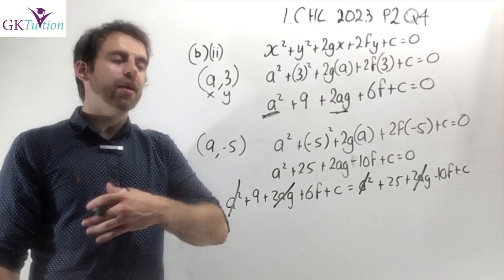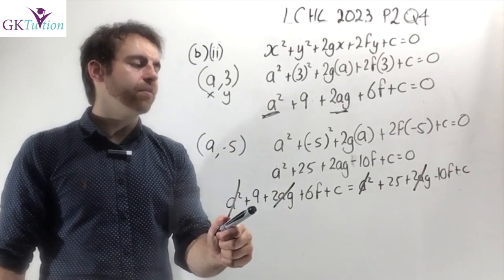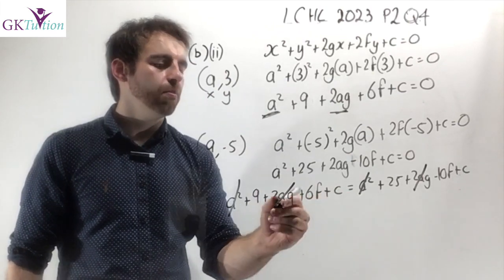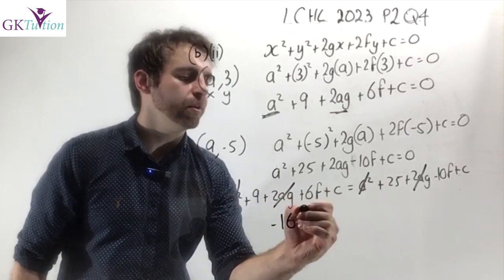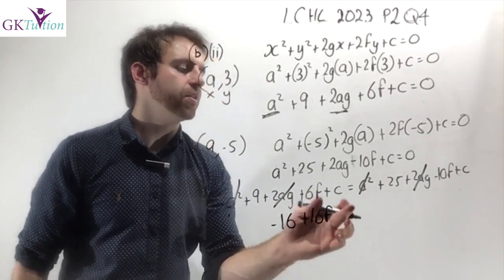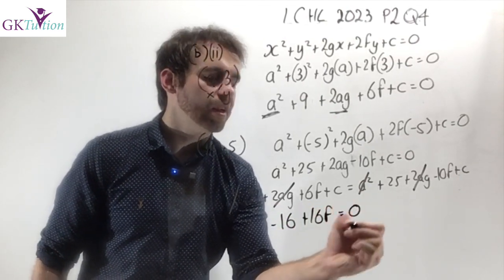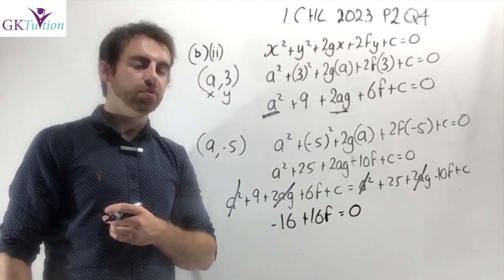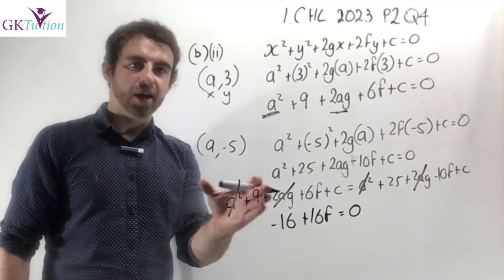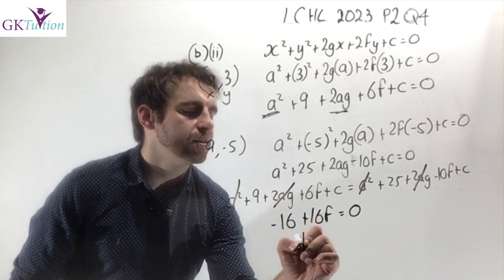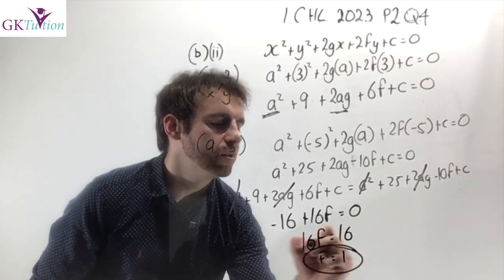Now all I have to do is move everything to one side. So maybe what we might do is move everything to the left-hand side. On the left-hand side, for the numbers, I'm going to have 9 minus 25, which is minus 16. For the f's, I'm going to have 6f plus 10f, which is 16f. And for the c's, I'm going to have plus c minus c, which cancels out. So I'm just left with minus 16 plus 16f equals 0. So this is even better news. The g's and the c's have cancelled, so I can actually work out a value for f. If I just add 16 to both sides, I get 16f equals 16, so f must be equal to 1.